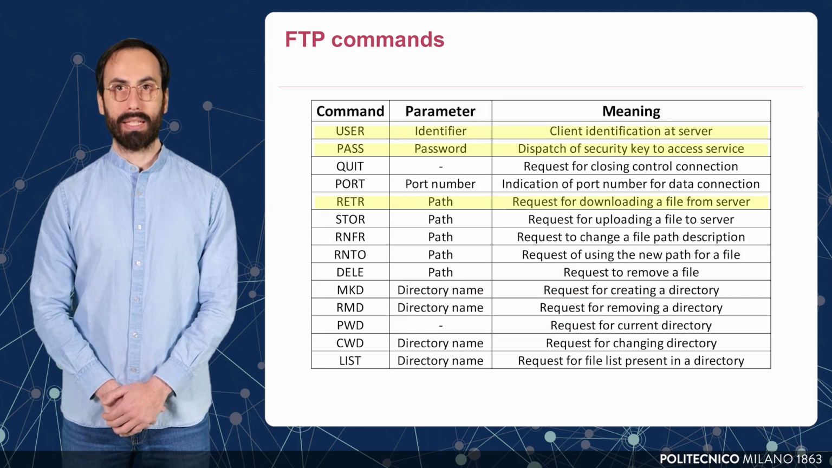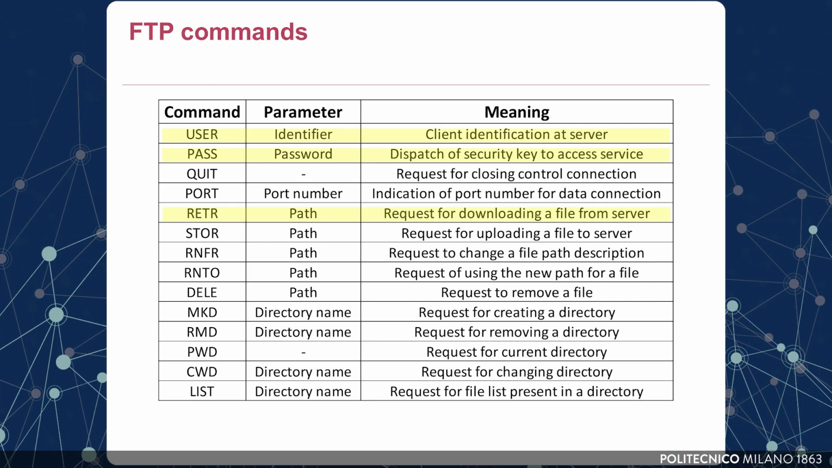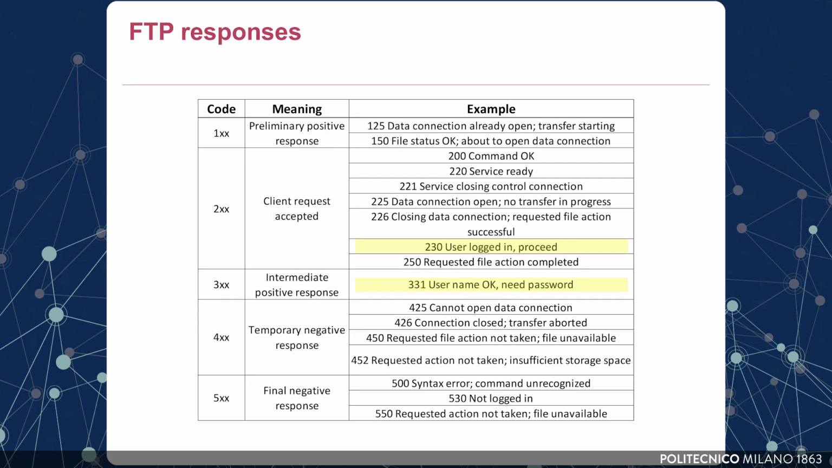FTP operates through a set of commands that facilitate file transfers and directory management. For example, the USER and PASS commands handle authentication by identifying the client and verifying access. The QUIT command closes the control connection. To establish data transfer, the PORT command specifies the port number. File and directory management is handled through commands like DELE for deleting files, MKD for creating directories, and RMD for removing them. FTP responses are categorized by numerical codes that indicate the status of client requests.